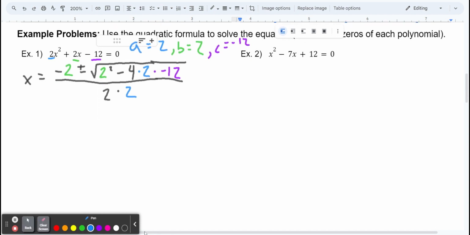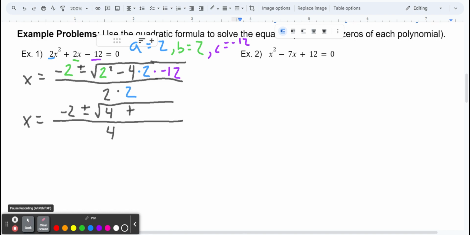So now that that's set up, we just have to evaluate it. We set x equal to it, and we have all numbers over to the right. So we can just start evaluating that step by step. We get x equals, our whole big fraction here, and we know that on the bottom 2 times 2 is 4, so let's just write that in. And we have -2 plus or minus the square root. 2 squared is 4, and minus 4 times 2 times -12.